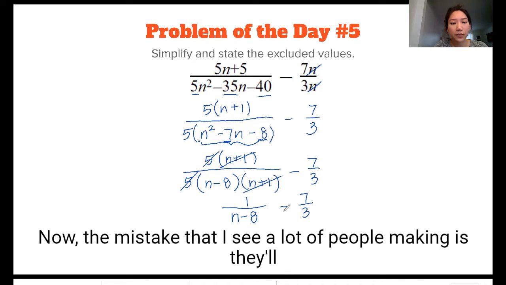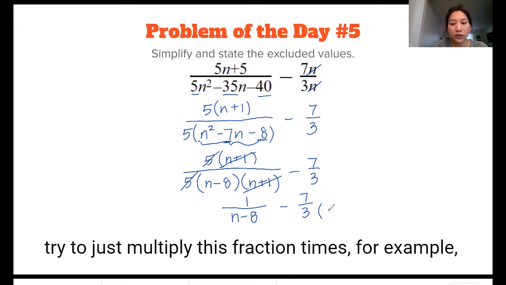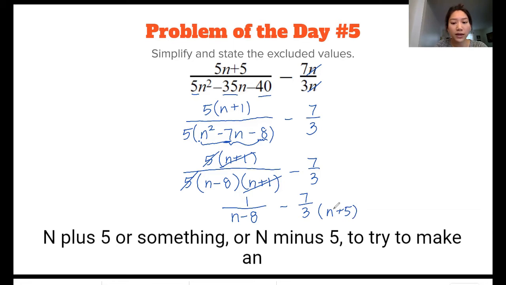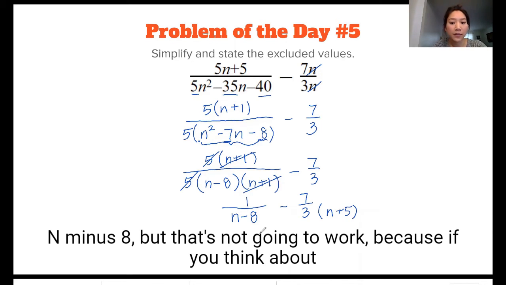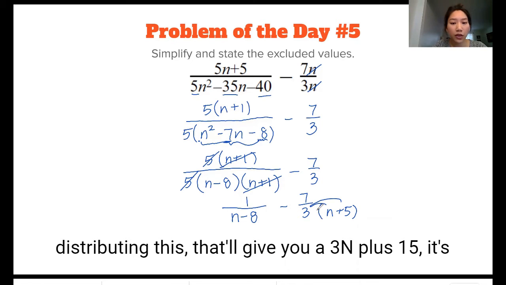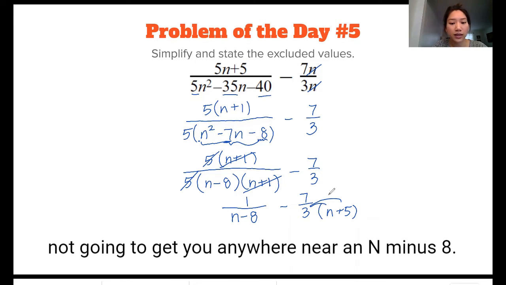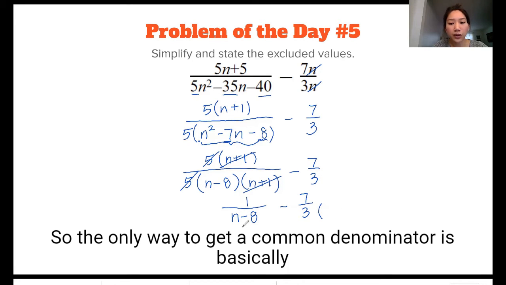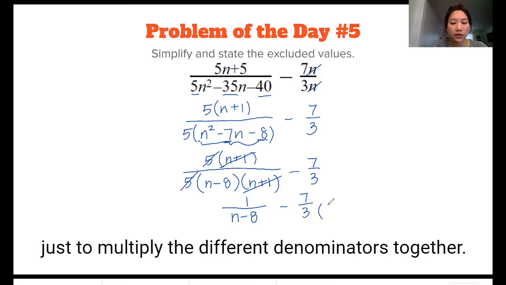Now, the mistake that I see a lot of people making is they'll try to just multiply this fraction times, for example, n plus 5 or n minus 5 to try to make it an n minus 8. But that's not going to work, because if you think about distributing this, that'll give you a 3n plus 15. It's not going to get you anywhere near an n minus 8. So the only way to get a common denominator is basically just to multiply the different denominators together.